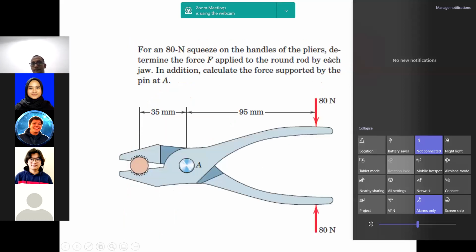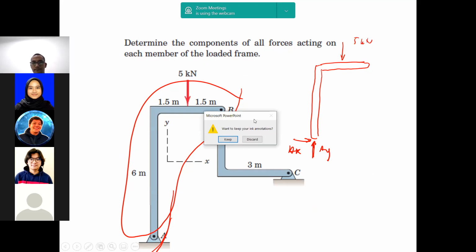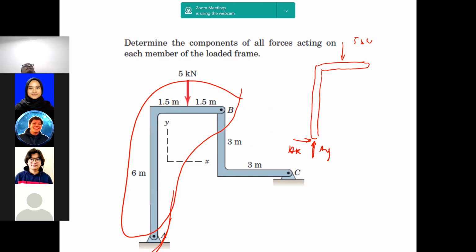Weight is at the top right, 5 kilonewton, correct? Yeah, 5 kilonewton. And then, wait a minute, there is a problem here. Okay, how about FB? There should be a downward force.